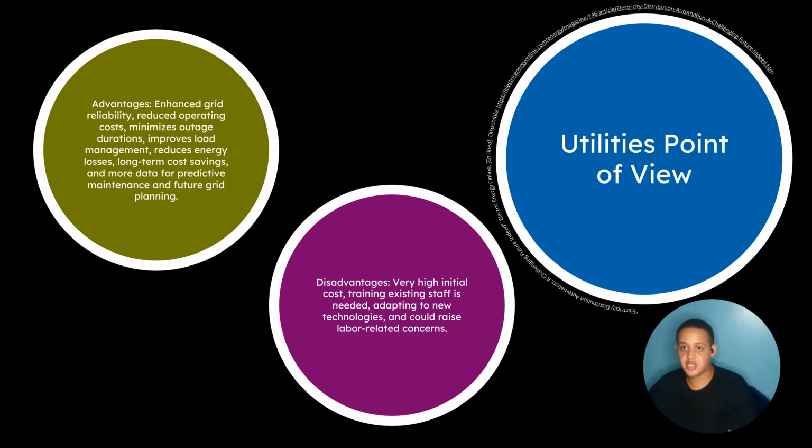Distribution automation offers utility companies numerous advantages, including enhanced reliability and reduced operation costs by quickly identifying and isolating faults, and it minimizes outage durations, leading to increased customer satisfaction. It also improves load management and reduces energy losses, resulting in cost savings. The data collected from automation technologies can be used for predictive maintenance and future planning.